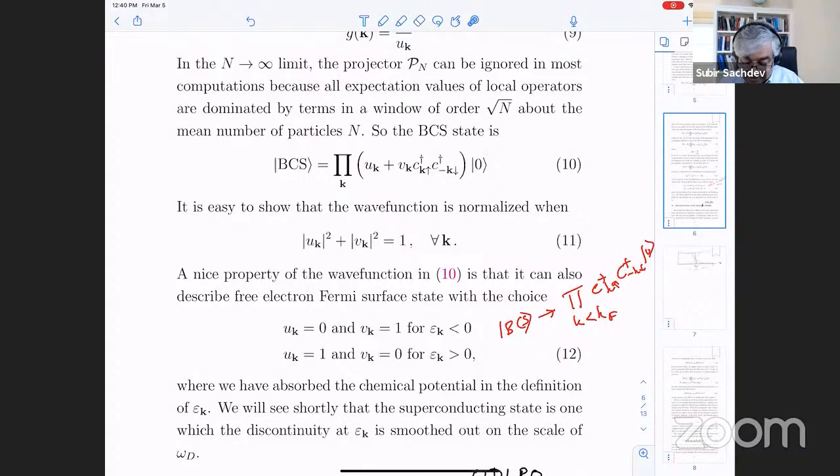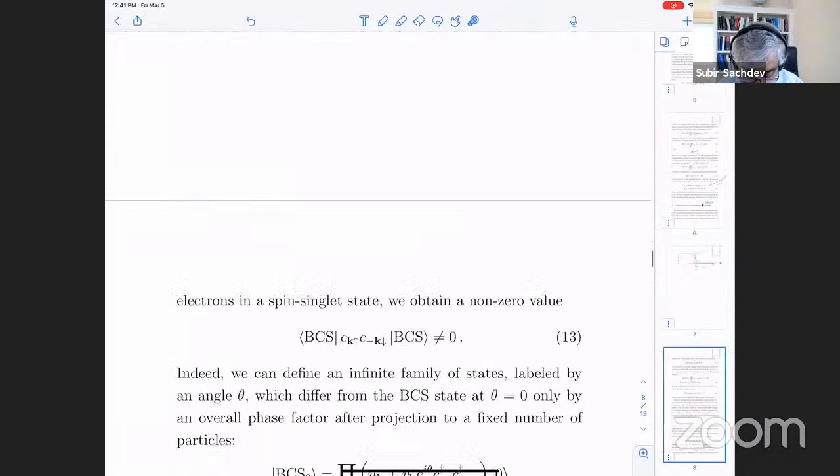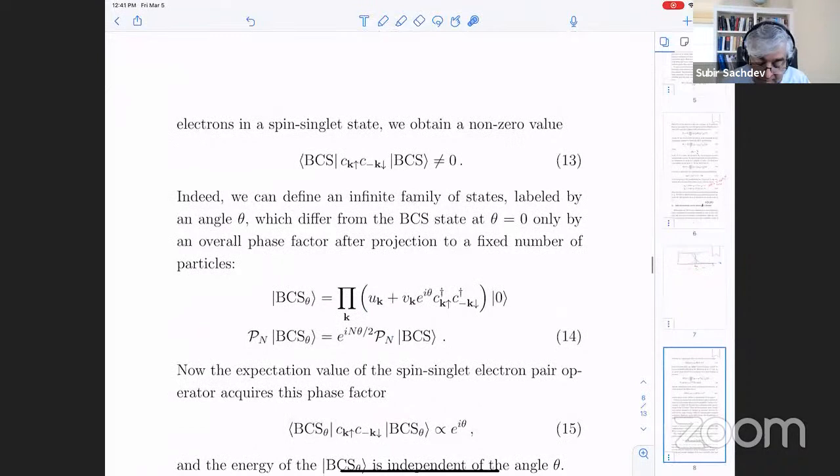But let's take this wave function at face value and evaluate the following expectation value. So I take the BCS state and I just evaluate the expectation value of C_k up, C_minus k down. So that's an operator removing particles with opposite momentum and opposite spin. And just look at the expectation value. Now, in any system with a fixed number of particles, this is going to be zero, because no matter how many particles are here, no matter how complicated the state, if it has a fixed number, this removes two particles. So removing two particles, we end up with a state with N minus two particles.